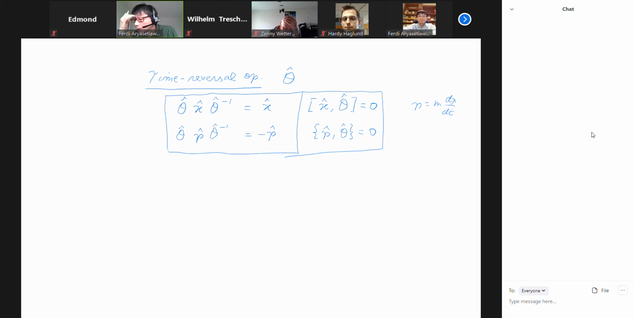Now we want to show first that this time reversal operator is anti-unitary. And we require that this fundamental commutation relation between x and p, equal to i h bar, is preserved under time reversal.